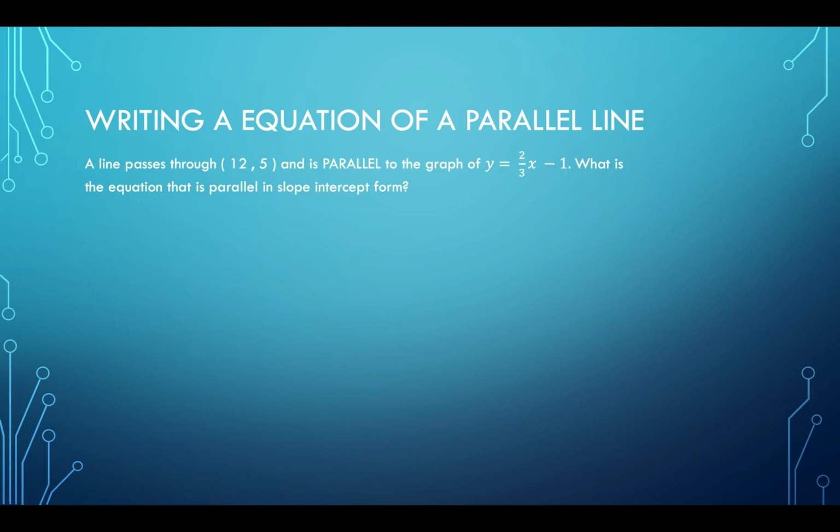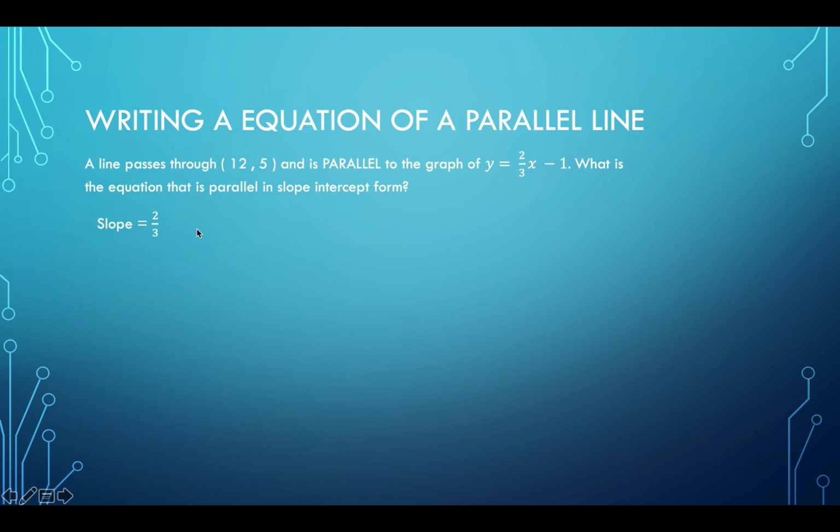So we're going to write an equation of a parallel line. It's going to pass through the point 12, 5, and it's going to be parallel to the graph of y is equal to 2/3 x minus 1. So we want to know, what's the equation that's parallel in slope-intercept form? Well, I told you I'm going to give you the point that it needs to pass through. It's going to be parallel. So what do we know about a parallel line? They have the same slope. What do we need from this equation? We only need the slope. And the slope in this equation is 2/3.